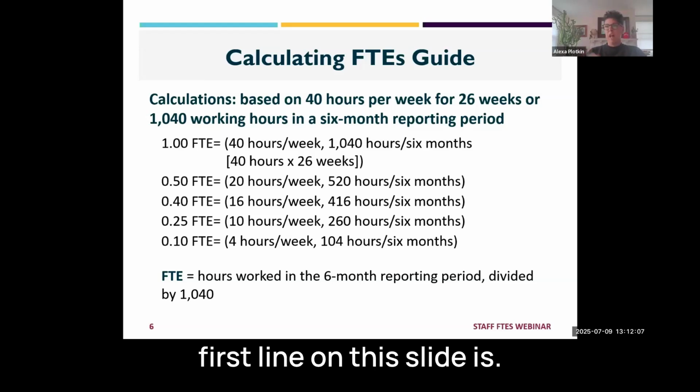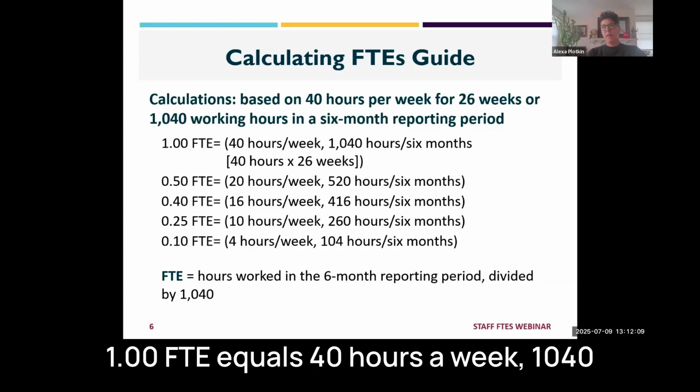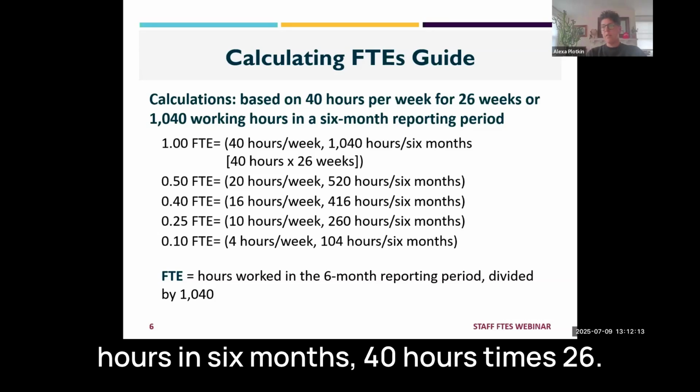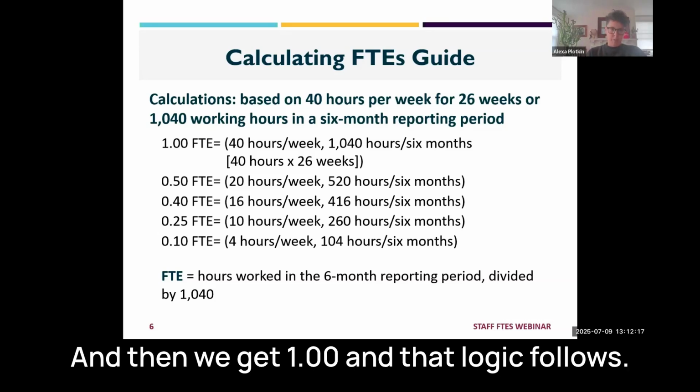And so that's what that first line on this slide is. 1.00 FTE equals 40 hours a week, 1,040 hours in 6 months, 40 hours times 26, and then we get 1.00.